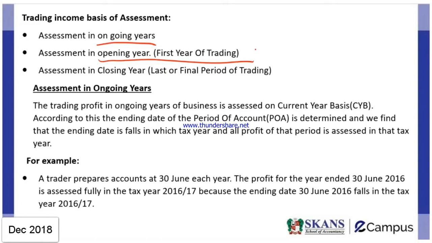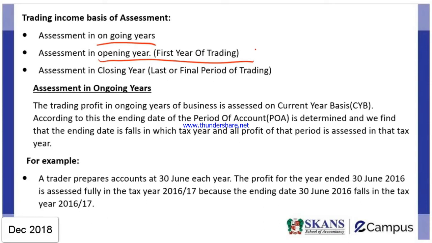And the last is the closing year rule. When the trader ceases the business and prepares and calculates tax adjusted trading profit in the final period of account, how this final period of account's profit is assessed is called the closing year rule. It is very straightforward. And the assessment in the ongoing year rule is also very straightforward. As I told you before, you have to observe the ending date of the period of account and see in which tax year the ending date of this period of account falls, and the full profit is assessed in that particular tax year.